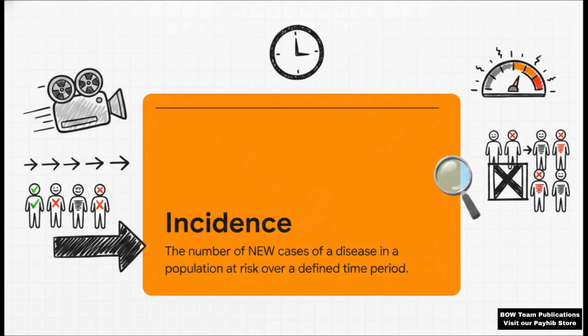It's kind of like a video camera, it's always rolling, and it's only recording the new events as they happen. It really answers the question, how fast are people in this group developing this disease? The magic word to remember here is new.